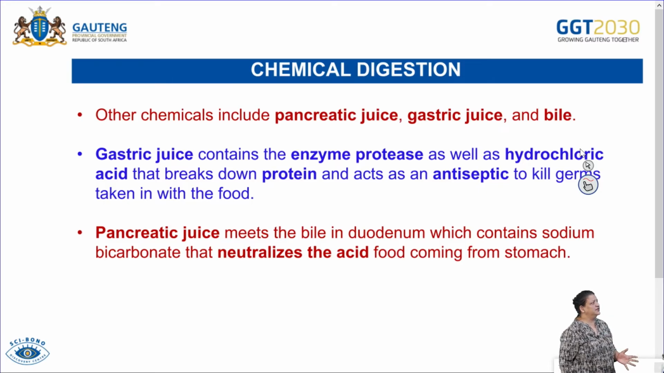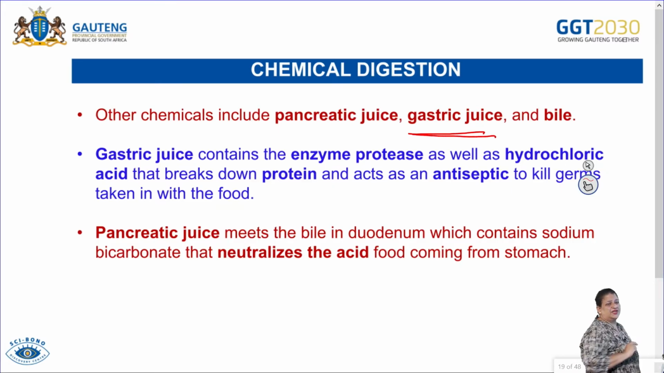Other chemicals include pancreatic juice, gastric juice, and bile. Now we came across a new juice. We said there are chemical juices which have enzymes that break down food. Breaking down of food is called digestion. Digestion starts in the mouth. What is the juice in the mouth? Saliva. What is the juice in the stomach?